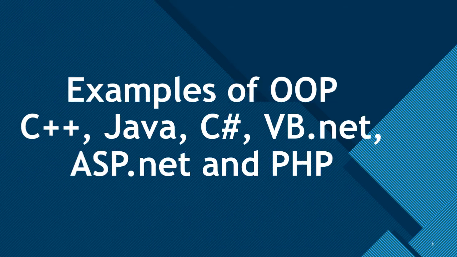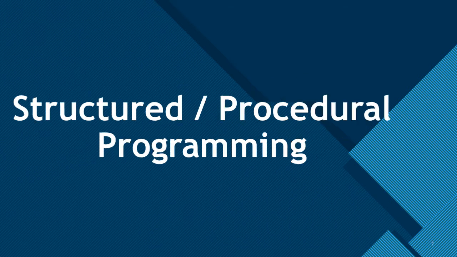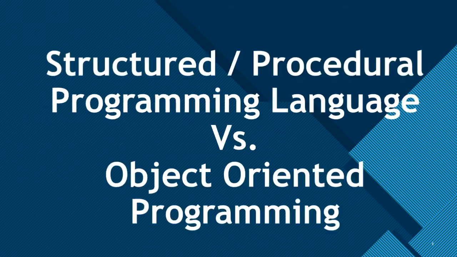A few programming languages that are examples of this paradigm are C++, Java, C Sharp, VB.NET, ASP.NET, and PHP. Before going into detail of this object-oriented concept, let us understand programming is divided into how many parts. The first one is structured or procedural. The C language that we used earlier in class 10 was a structured or procedural programming language. The second one is object oriented. So what is the difference between these two?